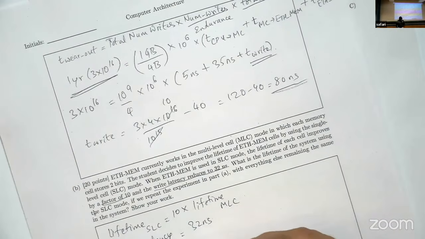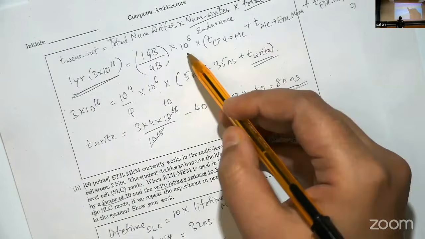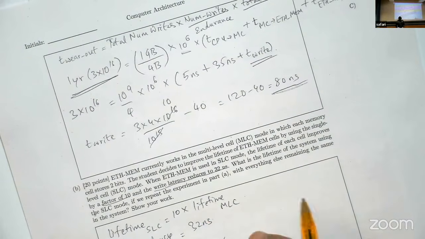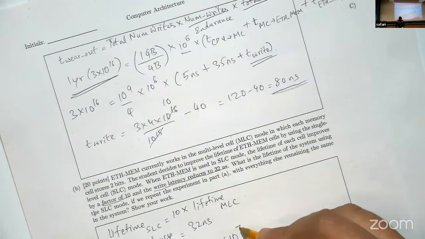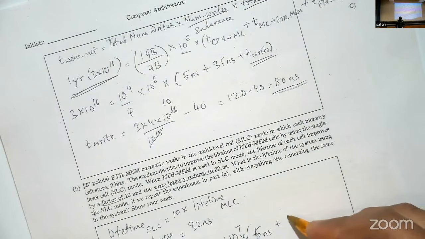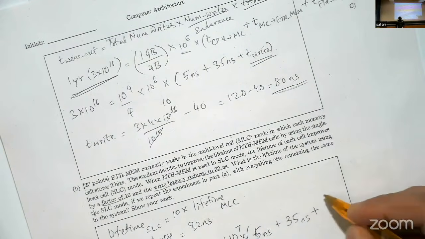So it reduces to half. So what was 1 GB will now become 1 GB by 2. And you still have the 4-byte granularity and the lifetime or the endurance. So that increases by 10 times, which means that it becomes 10 to the power 7. And then you basically have the same values for the CPU to memory controller transfer and the memory controller to ETH mem. And then we also know the write latency of the SLC device, which is 32.